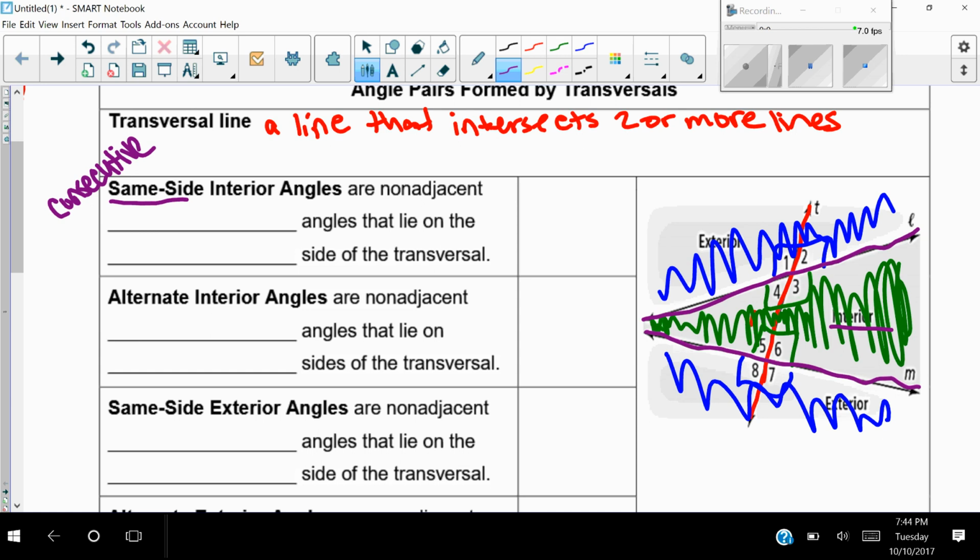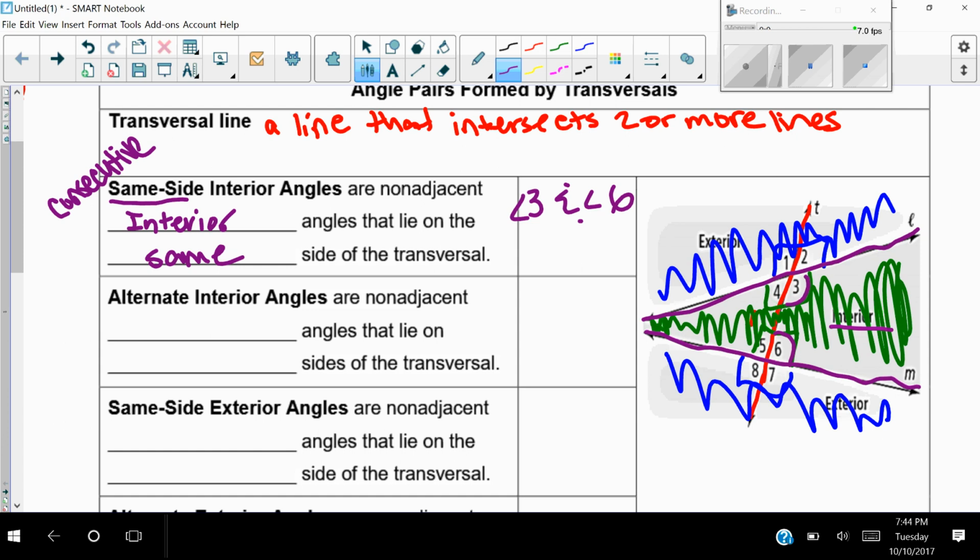So we're going to look at the interior angles that are on the same side of this red transversal. So I'm going to show you guys that 3 is on the same side of this transversal as 6, and they're both interior angles. So 3 and 6. Put angle 3 and angle 6. So this says same side interior angles are interior angles that lie on the same side of the transversal, like 3 and 6.